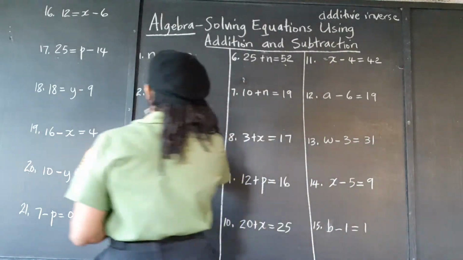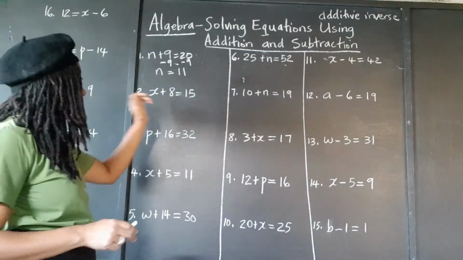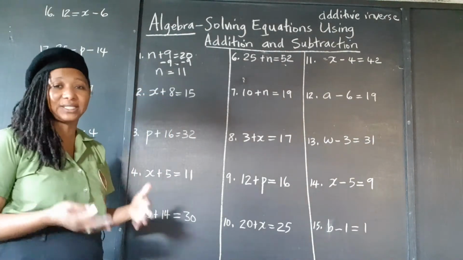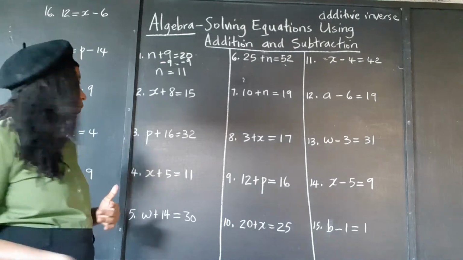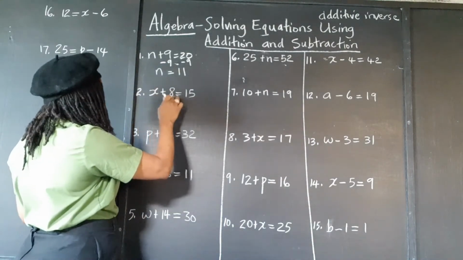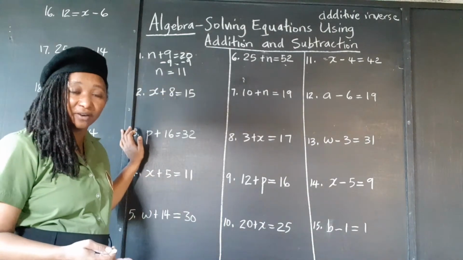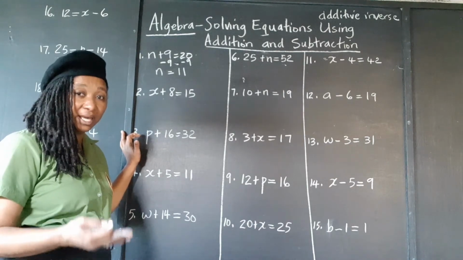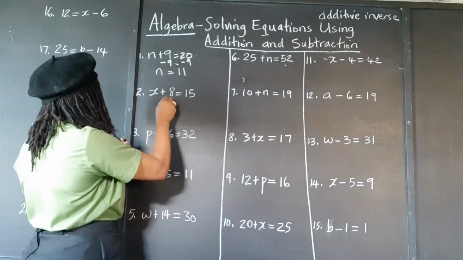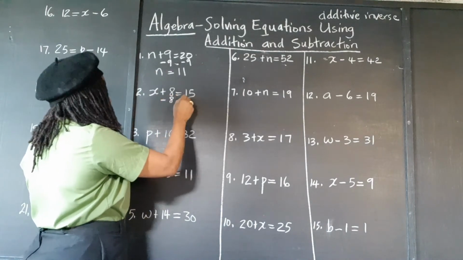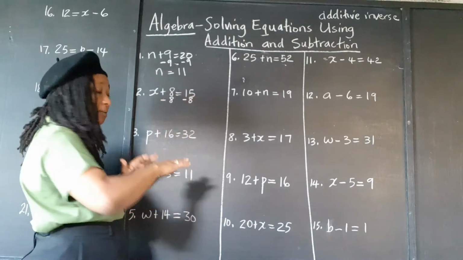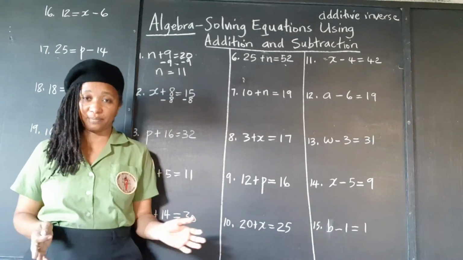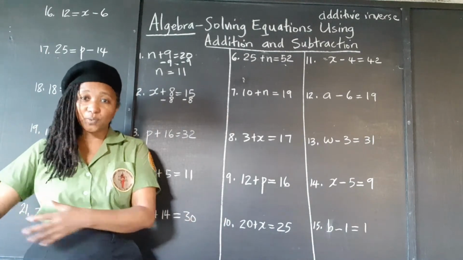Alright, so we have x plus 8 is 15. We want x to be the only thing on this side because we want to know what x is equal to. So since we're adding 8, we're going to do the inverse of that, the opposite of that. The opposite of adding 8 is subtracting 8. And we have to do the same thing on this side to balance it off so that we're not really changing anything. Whatever we do to this one, we do to the other.